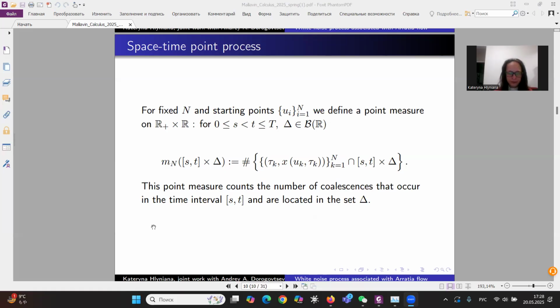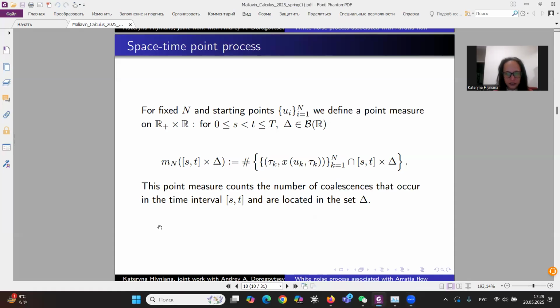And so the question of investigation of this point measure is interesting by itself. And now I want to demonstrate on a simple example how we can use it to analyze limiting behavior and how we can get the limiting Gaussian process at time t from Gaussian process at time s by some random transformation.